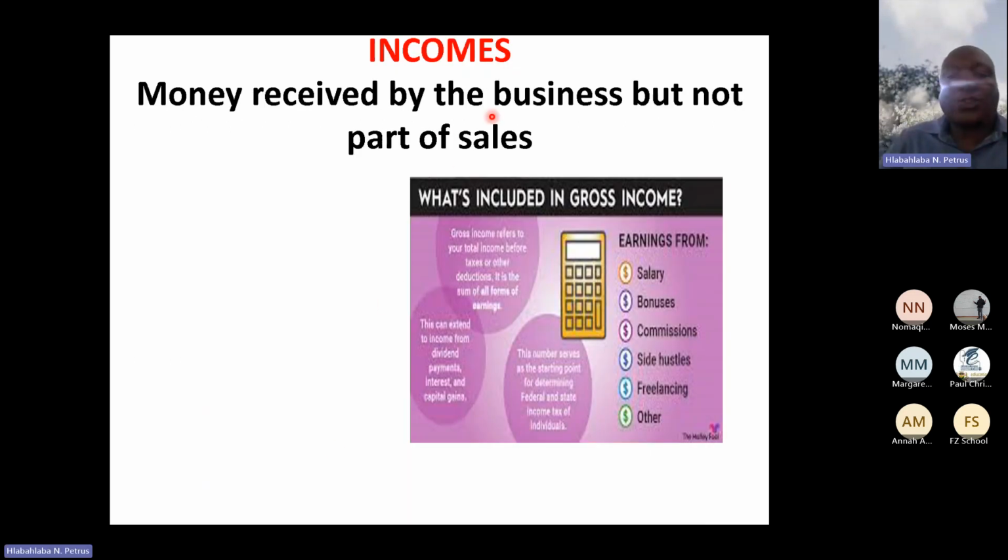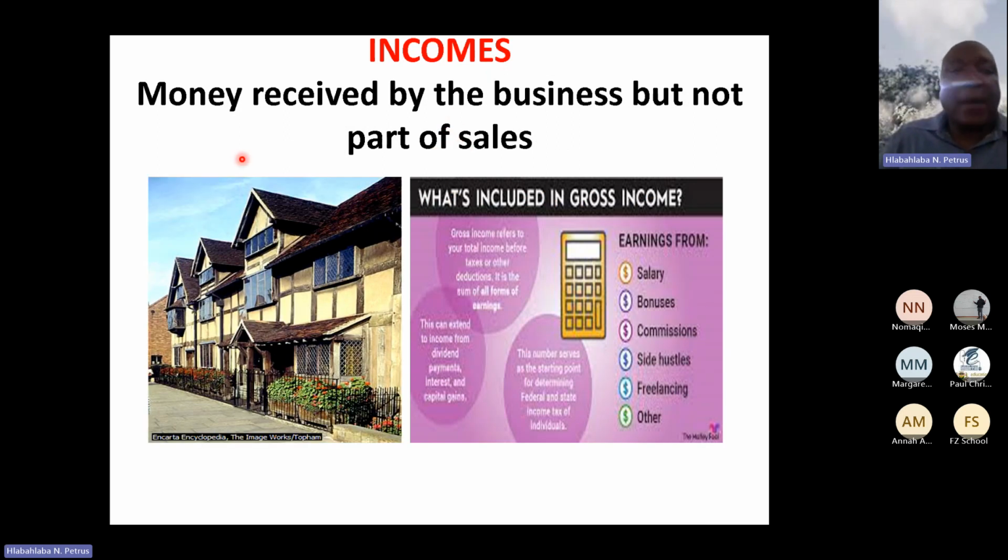And then we also have what we call income. What is an income? Income is money received by the business, but not part of sales. We receive an income maybe as a business where we have rented some of the buildings to other people or to other businesses.